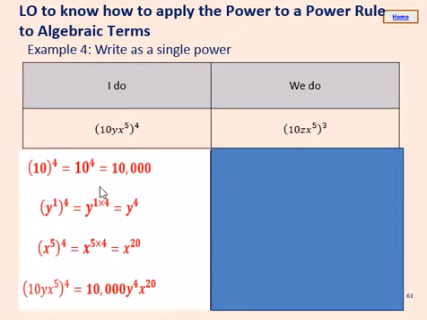And then x to the power of 5 raised to the power of 4 gives me x to the power of 5 times 4, which is x to the power of 20. So our final answer is going to be 10,000 y to the power of 4 x to the power of 20. Copy that one down and then try the we do for yourselves. Pause the video here so you can try that now.